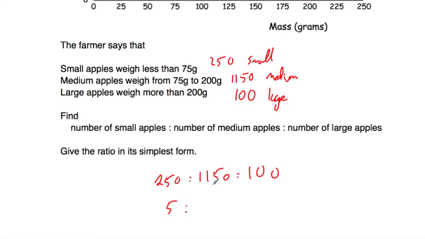1,150 divided by 50 is equal to 23. And 100 divided by 50 is 2. So that's great. That means the ratio of small apples, the medium apples to large apples, is 5 to 23 to 2. And that's it.